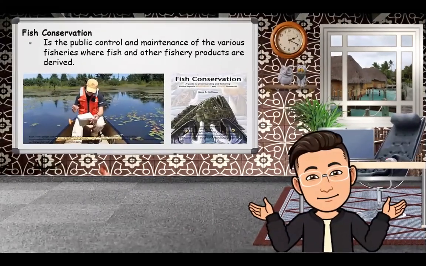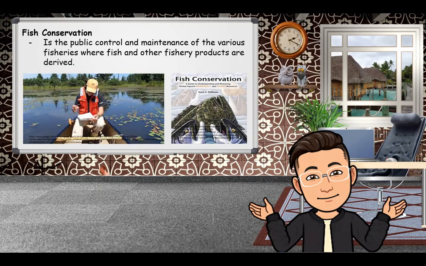The last one is what we call fish conservation. When you say fish conservation, it is the public control and maintenance of the various fisheries where fish and other fishery products are derived. So its work should be designed for sustainable yield of fish. The continuous use of fish pond without proper maintenance lowers the productivity of the soil. In effect, this loosens the capacity to produce fish.